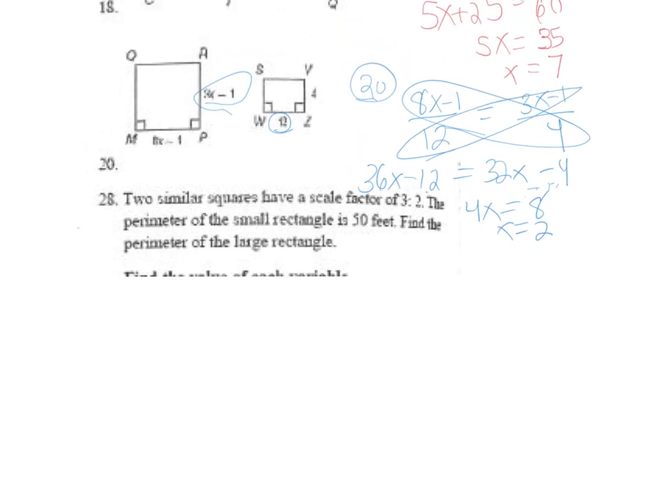And then the last one we had to do was number 28. If you went further than that, don't worry about it. Number 28 was the last we had to do. So if we look here, we are told that they have a scale of 3 to 2. So that's telling me my scale factor already.